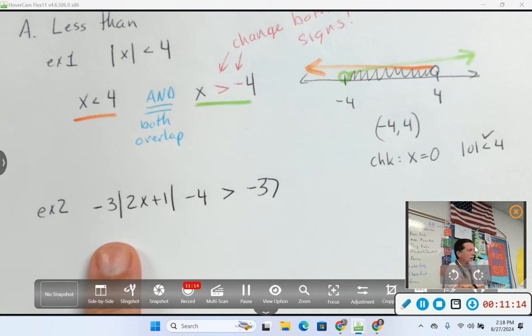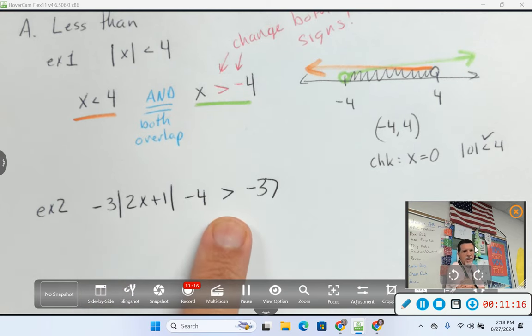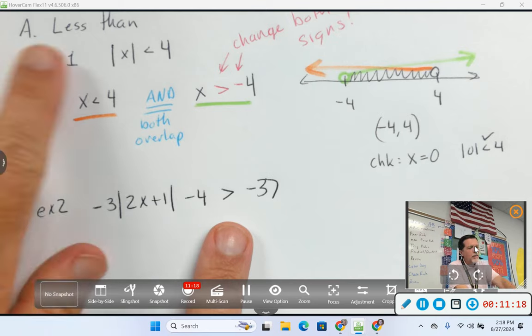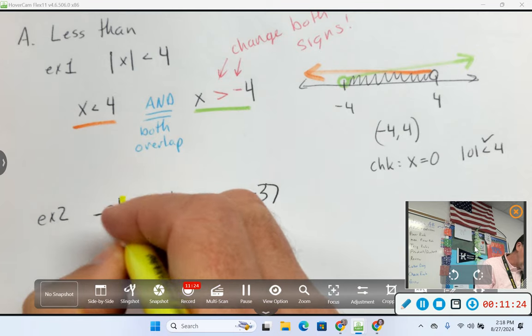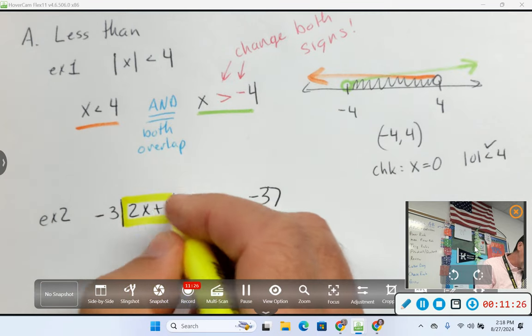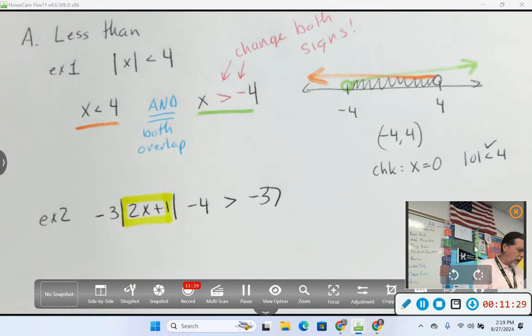Eventually I'm going to divide by negative 3. That's going to flip this around. And so that's a reminder: don't determine which type it is until you get the absolute value thing by itself. So yes, it looks like a greater than problem, but I can't really say that for sure yet.